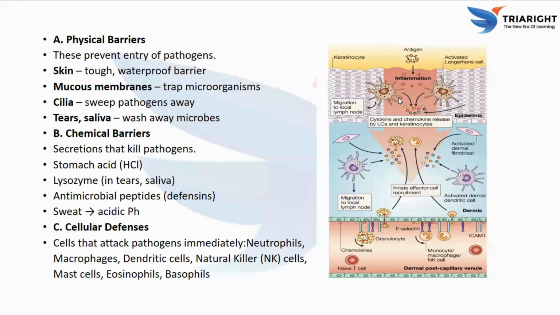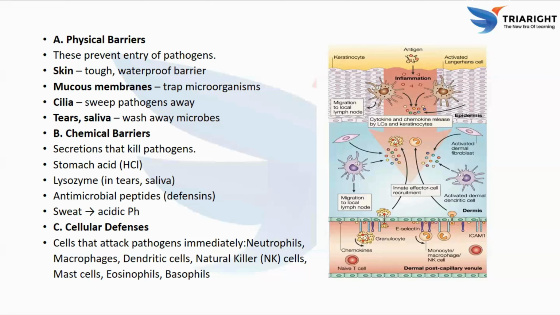Next, the middle layer is the dermis layer. The activated fibroblast, what does it do? It releases more cytokines. These signals cause vasodilation, where the blood vessels get widened, and it increases the permeability. The immune cells can move out of the blood. And it causes redness, heat and swelling, which are the classic signs of inflammation.